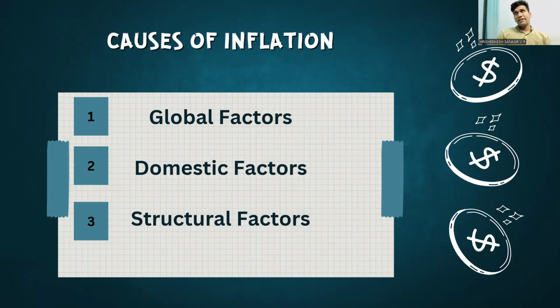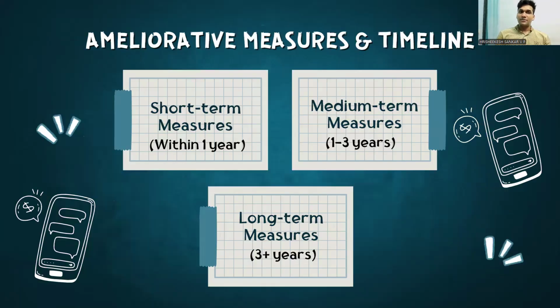During the 1970s oil crisis, India faced severe inflation. Similarly, in the 2008 global financial crisis, India also faced high inflation. But the current situation is compounded by both global disruptions and domestic inefficiencies. Now, let's see what ameliorative measures we can take and the timeline it takes.